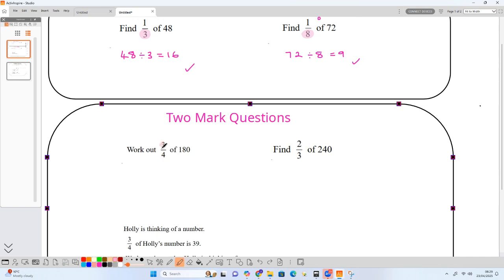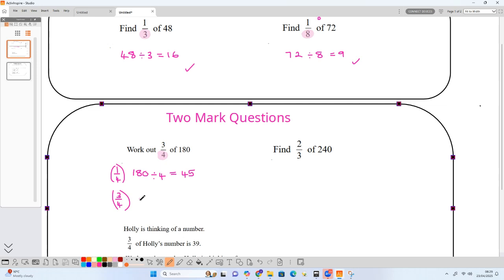Now, moving on to the 2 mark questions then. The 2 mark questions now require us to find more than the 1 fractional unit. So this time we're looking for 3/4. We always start by finding the 1/4. So find 1/4 of that amount and we divide that by 4. So 180 divided by 4 will give you 1/4.